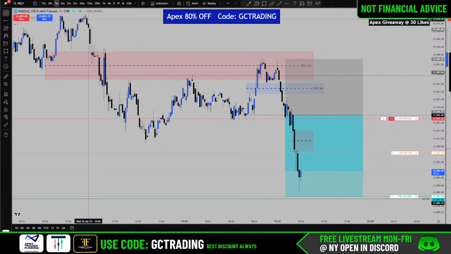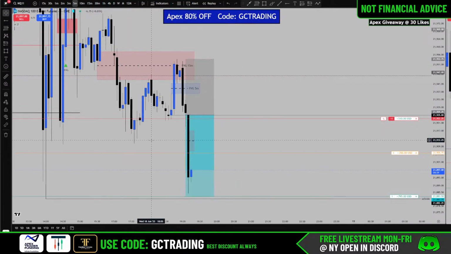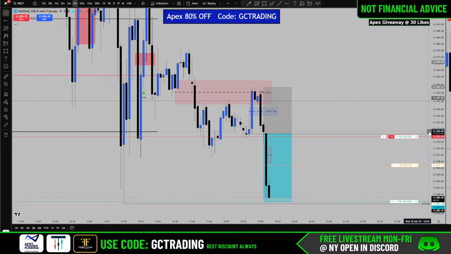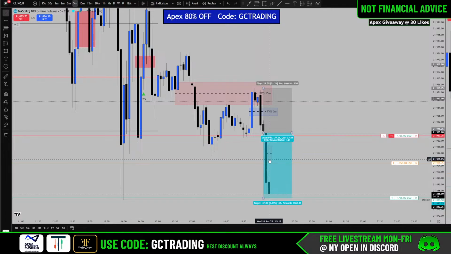Tapped in that 15-minute gap. When I trade Asia, most of the time I like entering off the 5-minute inversions. So tapped in that 15-minute gap right here. Got this 5-minute inversion right here, and then change the state of delivery right here as well, which is nice.